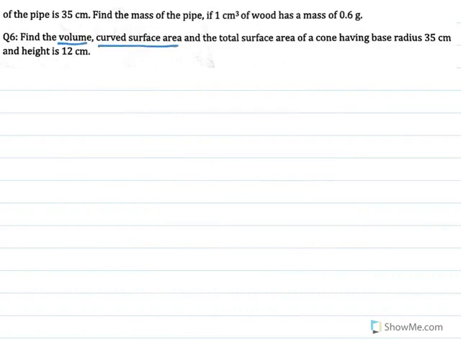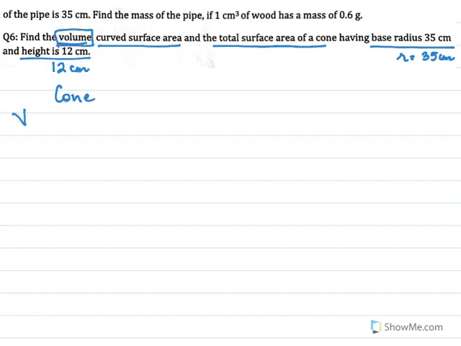Find the volume, the CSA and the TSA of a cone having base radius 35 centimeter and height 12 centimeter. So we are dealing with a cone. So first we go and find the volume.